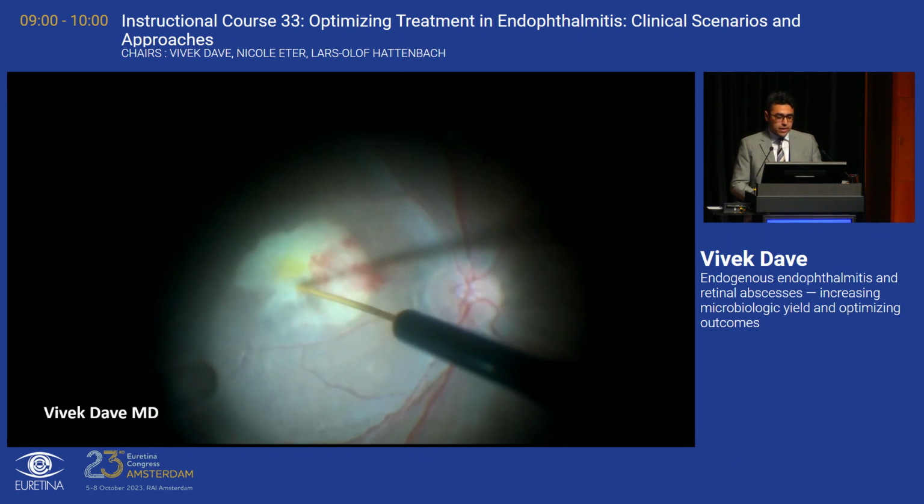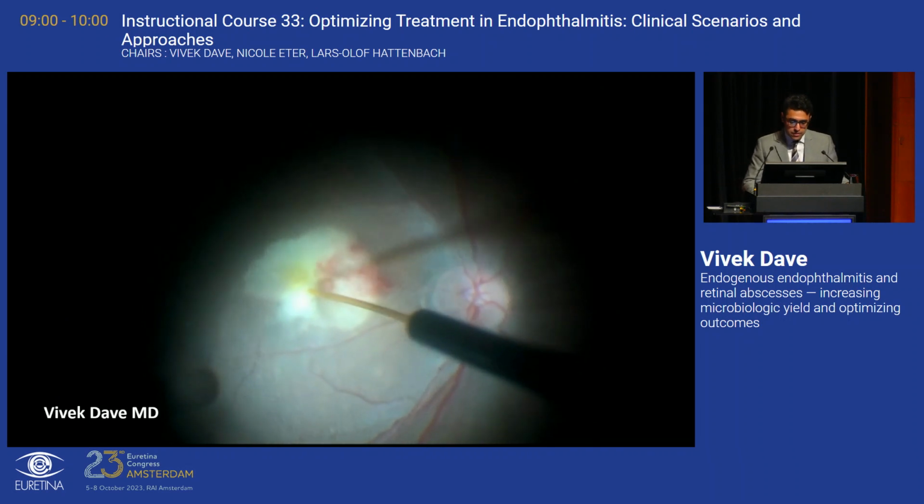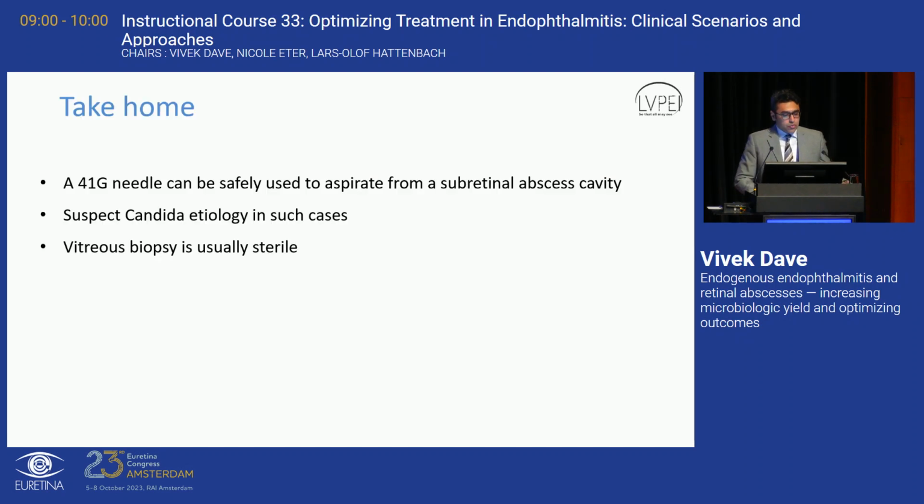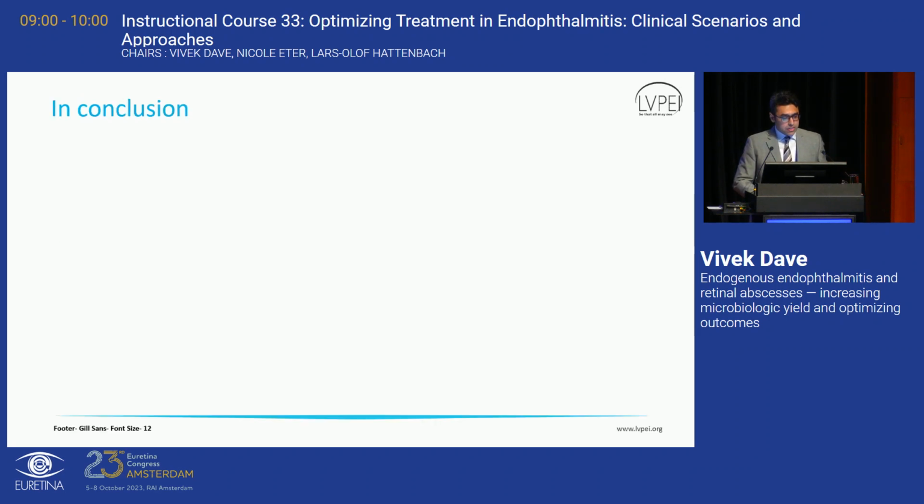So this sample got collected, and then when we sent it to microbiology overnight, it grew fungus, and we injected the patient with amphotericin B, and this was the final result. So you see, a 41 gauge needle can be very easily and safely used in such scenarios.